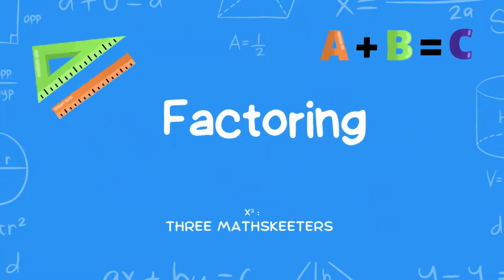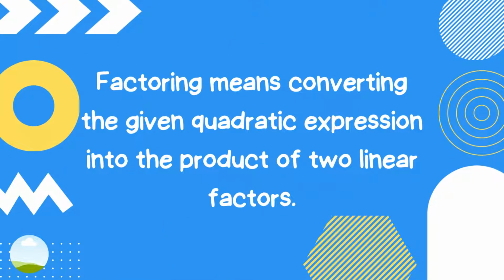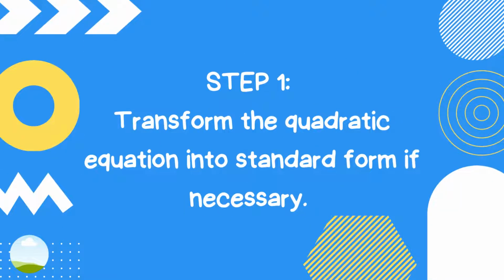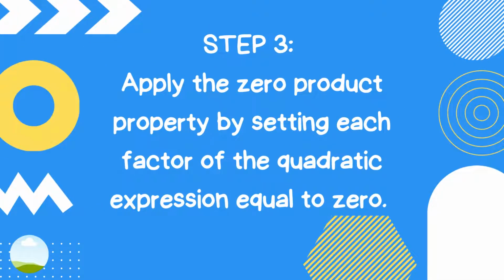The second method in solving quadratic equations is by factoring. Factoring means converting the given quadratic expression into the product of two linear factors. Solving quadratic equations by factoring is very simple. You simply have to transform the quadratic equation into standard form if necessary. Then, factor the quadratic expression. Next, apply the zero product property by setting each factor of the quadratic expression equal to 0.